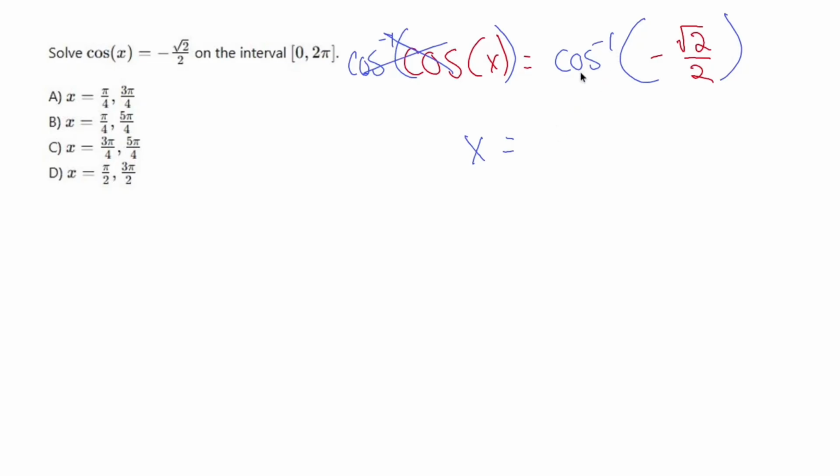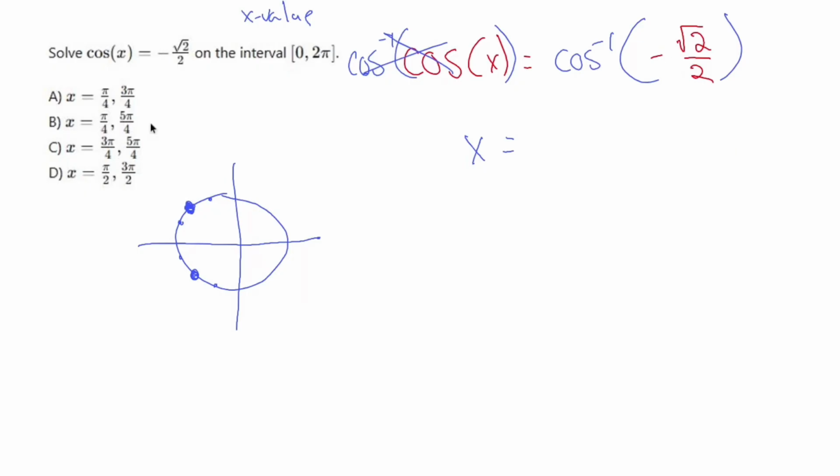Okay, so now I'm being asked to find the inverse cosine of negative root 2 over 2. So let me think unit circle thoughts. All right. Cosine is negative, and remember, cosine is the x value. So cosine is negative here and here, quadrant 2, quadrant 3. I care about when it's going to be negative root 2 over 2, which is going to be that exact middle point in quadrant 2, and this exact middle point in quadrant 3.